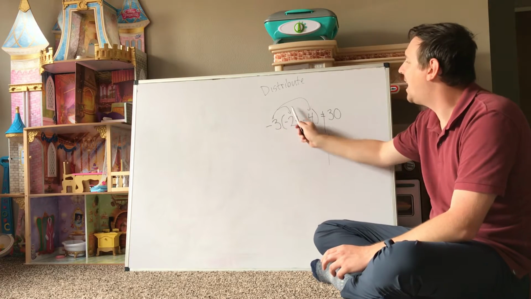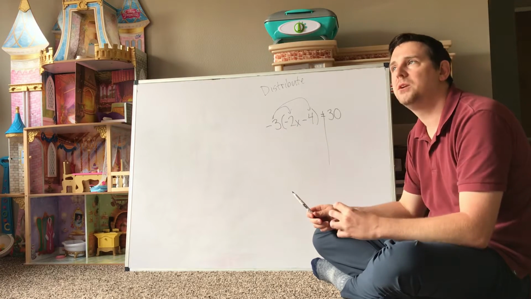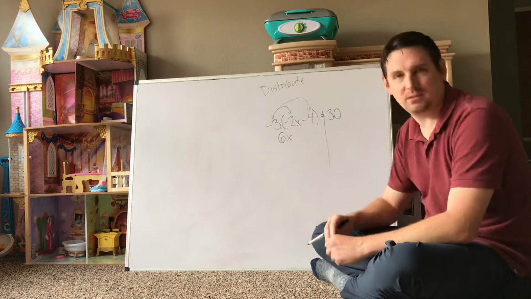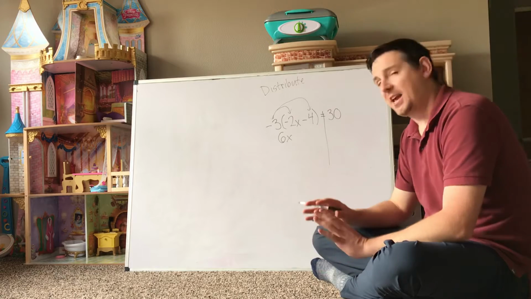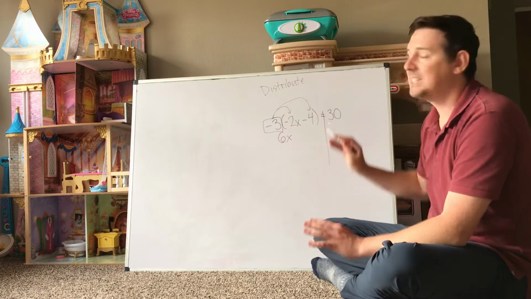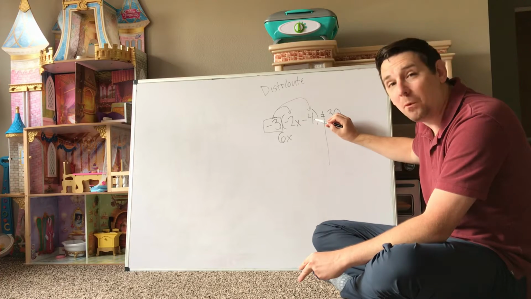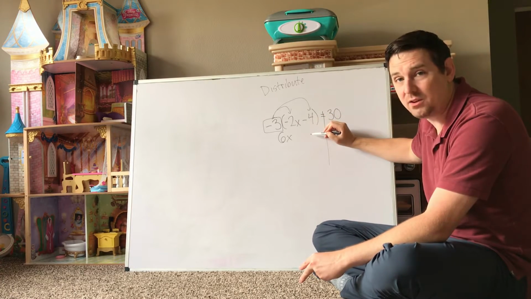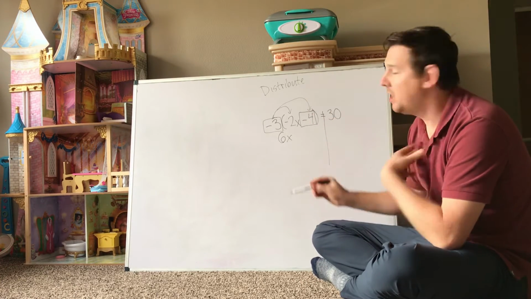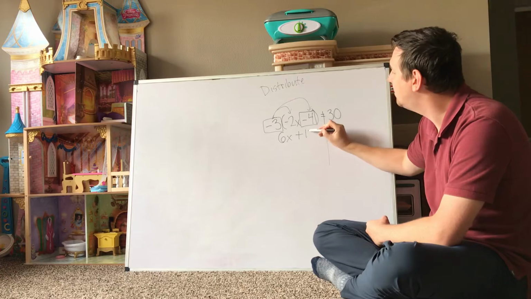Negative 3 times negative 2x would be positive 6x. Okay? Again, this next part is usually where kids will mess up. This is negative 3 times, there are 2 ways to look at this. You could times it by positive 4, but then keep the minus sign. Or what I like to do is treat this as a -4, and so it would be -3 times -4, which is +12.